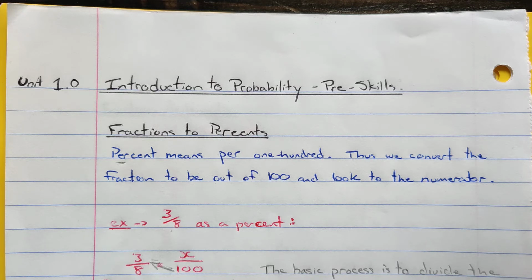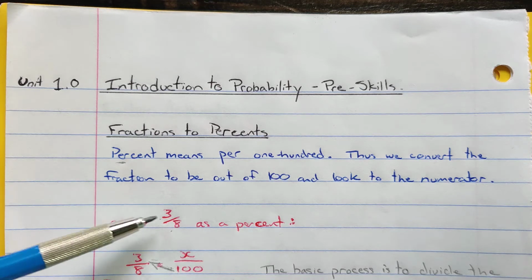The term percent means per 100. Cent, 100 cents. Cent being the French for 100, and then like there's 100 pennies or 100 cents in a dollar. That kind of concept. So what we're doing is we're going to be looking at just converting a fraction to be out of 100. And when we do that, we're just looking at the numerator portion afterwards.